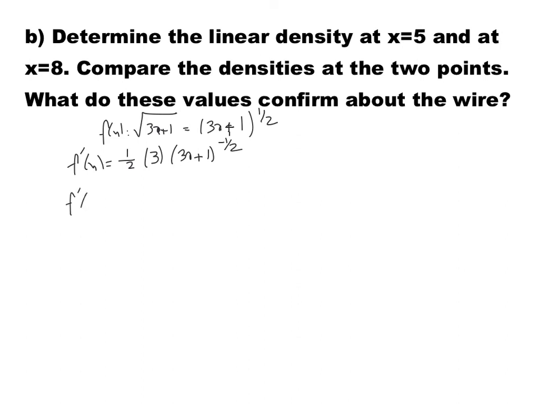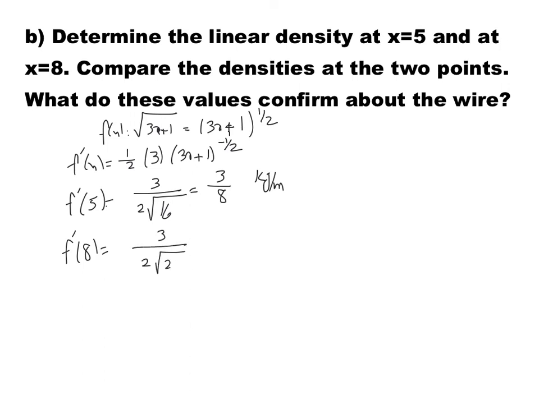So f prime of 5 is 3 over 2 square root of 3 times 5, which is 15 plus 1, which is 16, which is going to be 3 over 2 times square root of 16, which is 4, so 3 over 8 kilograms per meter. And f prime of 8 is going to be 3 over 2 square root of 25, which is going to be 3 over 2 times 5, which is 3 over 10 kilograms per meter.